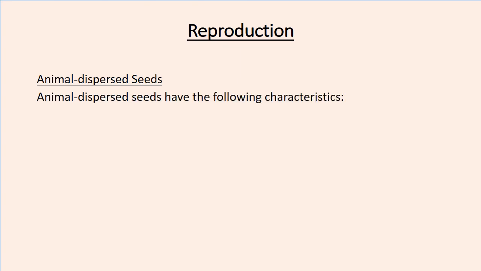So we look at different methods of dispersal. We look also at the agents of dispersal, which are things that make a given method of dispersal possible. We're also going to take a look at the characteristics of these plants that allow them to be dispersed in a given way. So animal dispersed seeds have the following characteristics.